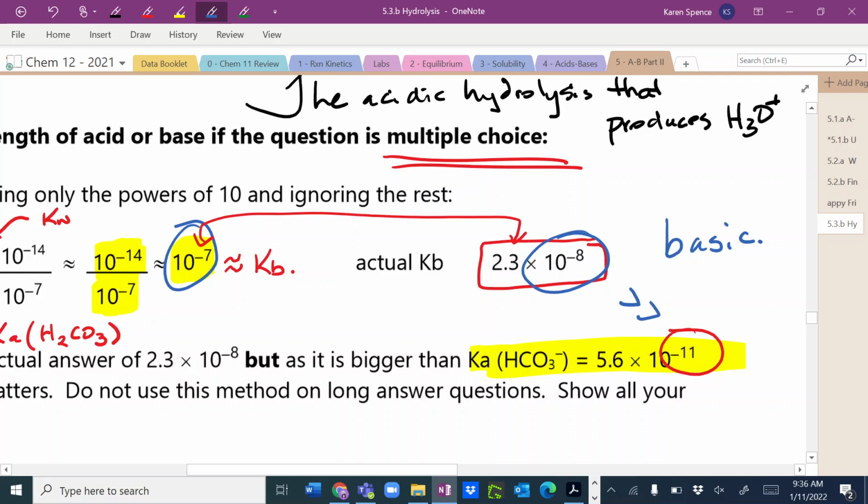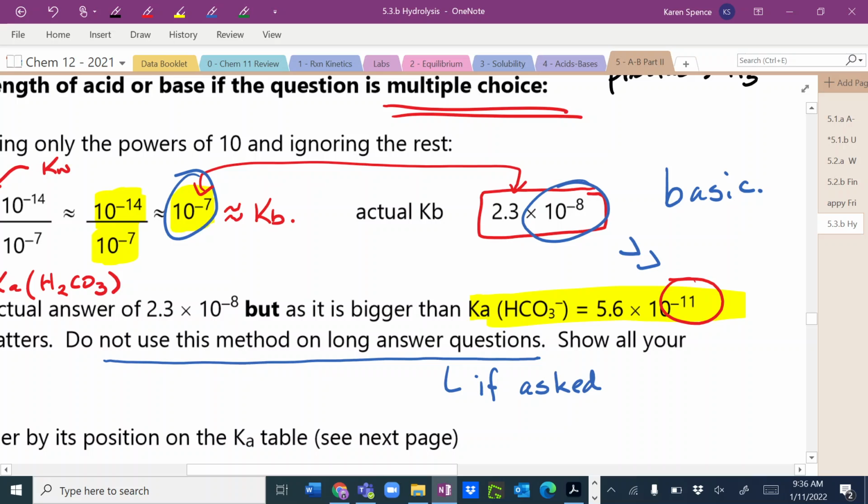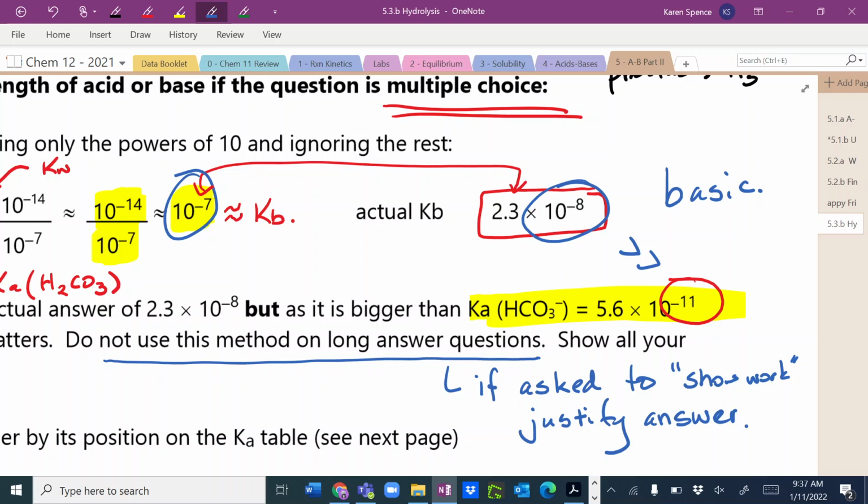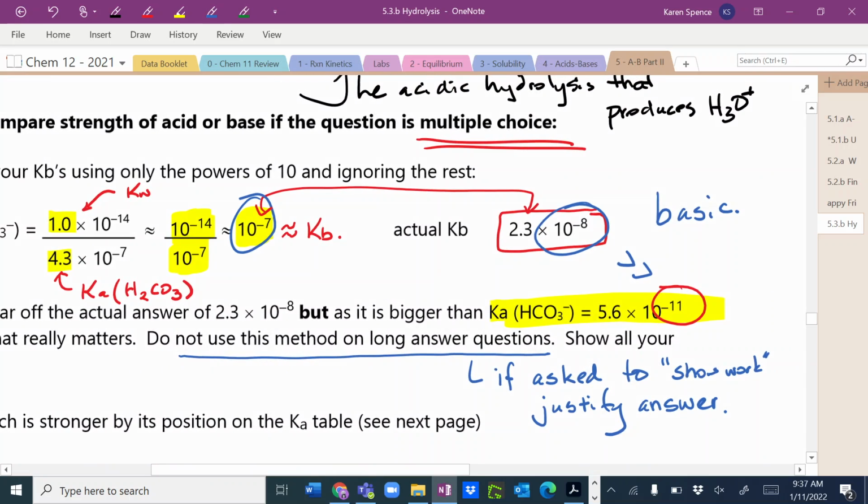Okay? Do not use this method on long answer questions if you are asked to show your work or if you're asked to justify your answer. If they're just like, write the predominant reaction and it's only worth like 1 mark, then go right ahead and just pick which one and write it. So be smart about what you're reading in the question and how many marks it's worth.